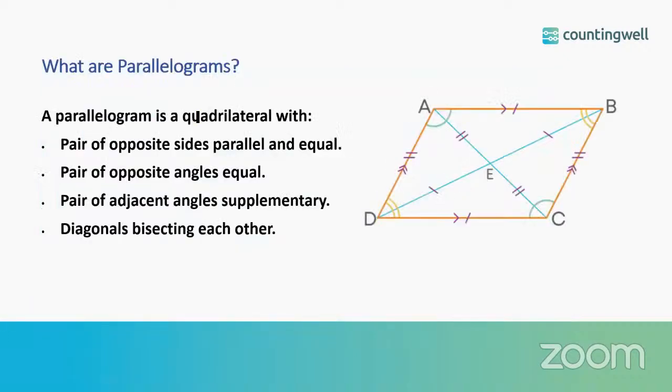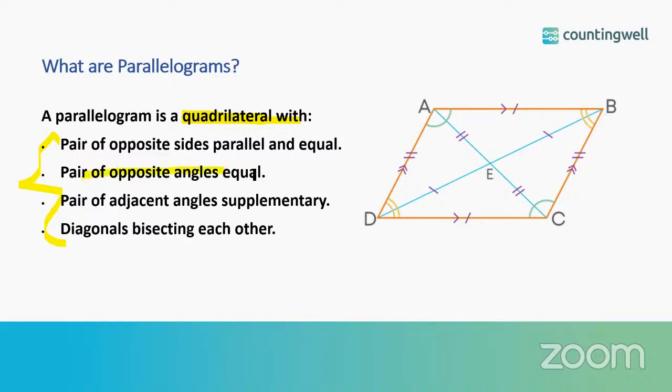What are parallelograms? First of all, a parallelogram is a quadrilateral, meaning a closed shape having 4 sides. And there are some properties which are satisfied by parallelograms. First, the opposite sides must be parallel and equal. So here you can see AB should be equal to CD, and BC should be equal to AD. AB should be parallel to CD and AD should be parallel to BC.